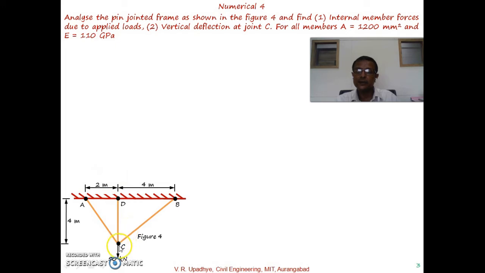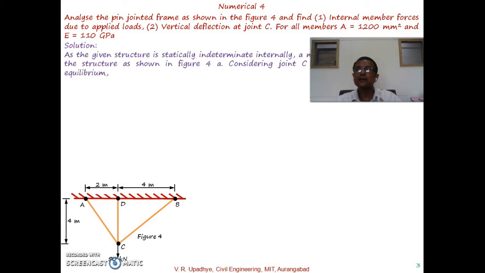It is to be seen over here that if we go for analysis of this particular truss, and if we consider the free body diagram of joint C, then we will be having 3 member forces: member force in member CA, CD and CB. And with method of joints, 3 unknowns cannot be calculated. Hence, to start with, we have to convert this structure into a basic determinate structure. So we will go through that procedure, the solution of this numerical.